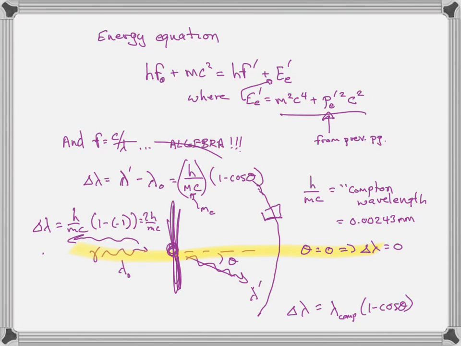So the Compton wavelength is a measure of how much the wavelength changes if it's a maximum change. That's what it is. It's the maximum possible change in wavelength. You can see that right there. It's where you get the maximum delta lambda.